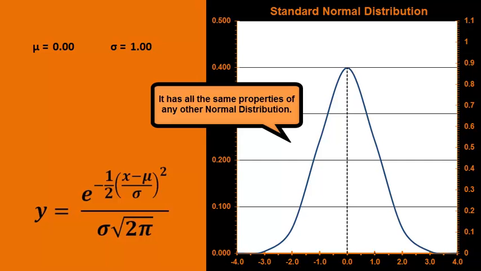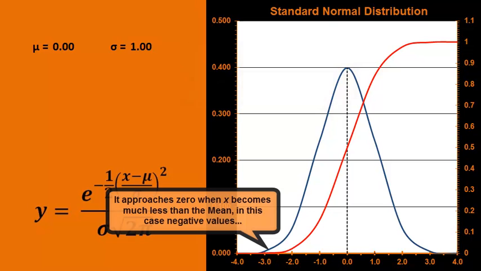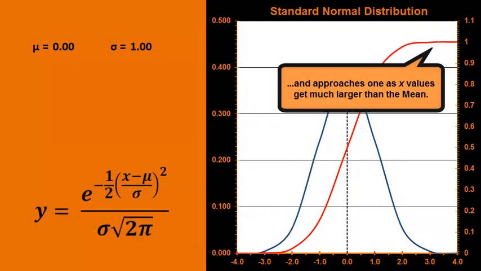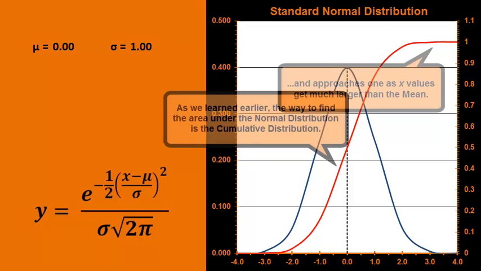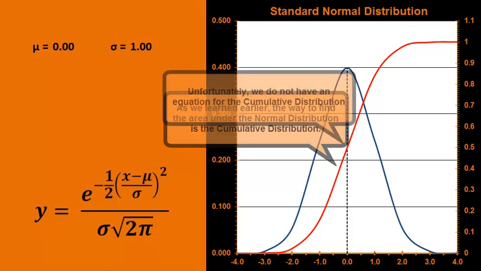It has all the same properties of any other normal distribution, including a cumulative distribution that behaves the same way as any other cumulative distribution. It approaches 0 when x becomes much less than the mean, in this case negative values, and approaches 1 as x values get much larger than the mean. As we learned earlier, the way to find the area under the normal distribution is the cumulative distribution.